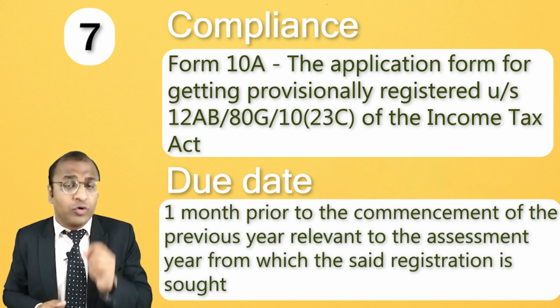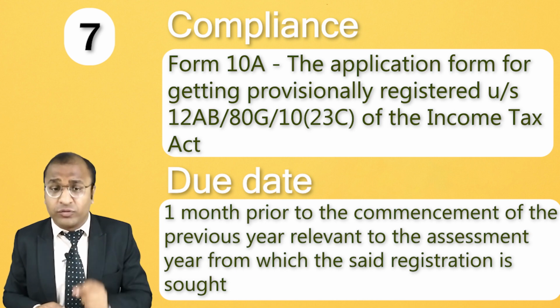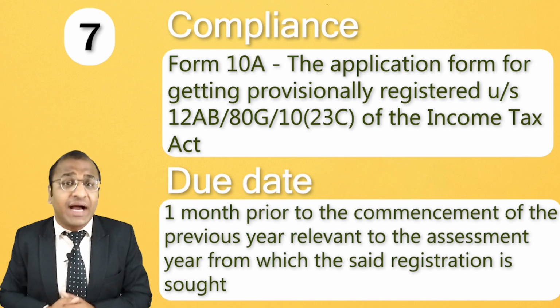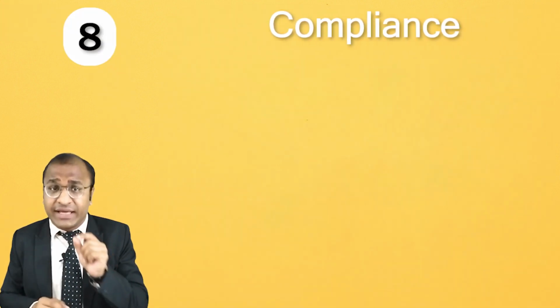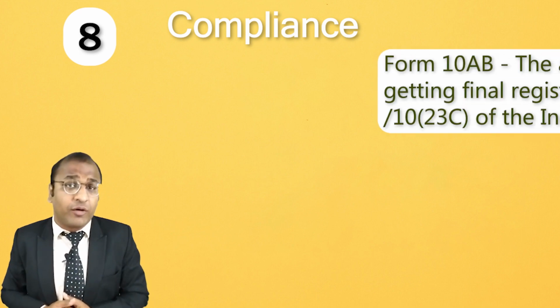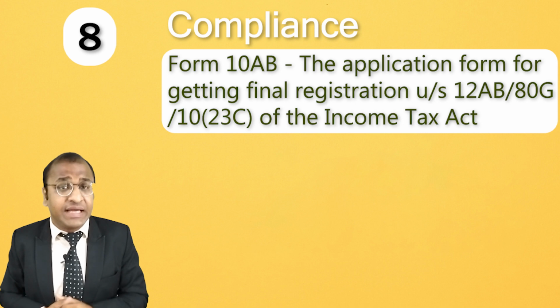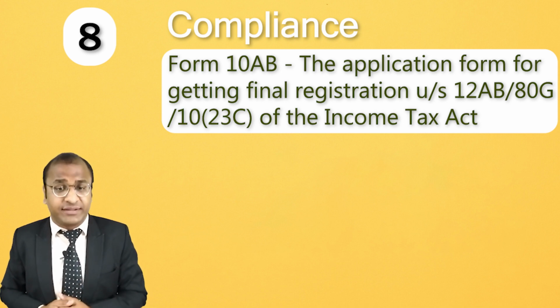If you want to know when and how to file Form 10A, check out our video by clicking the I button on the screen. Then comes Form 10AB, the application form for getting final registration under Section 12AB, 80G or 10(23C) of the Income Tax Act.